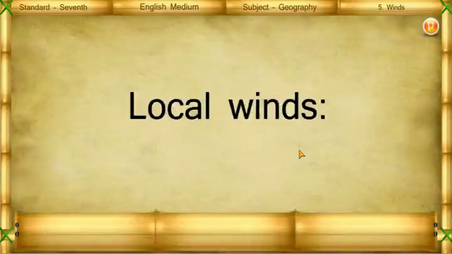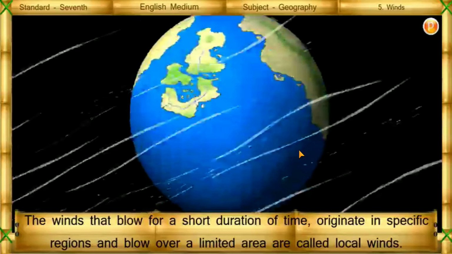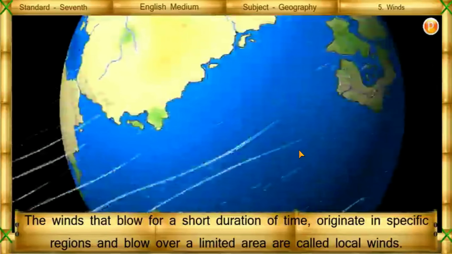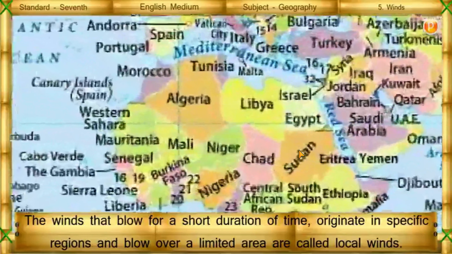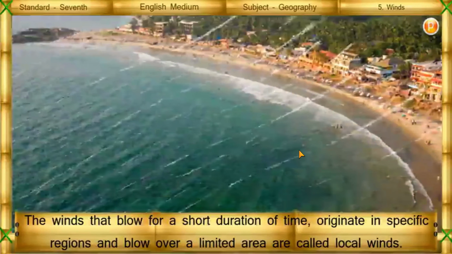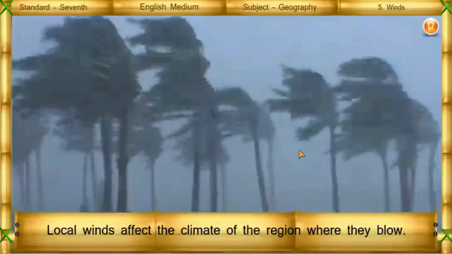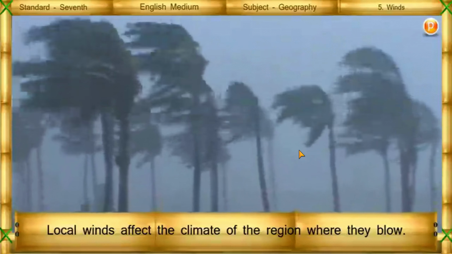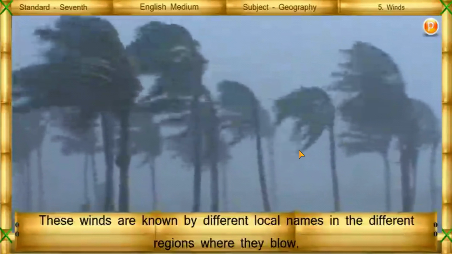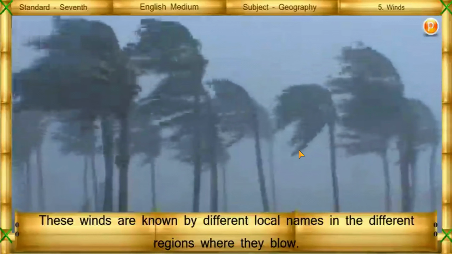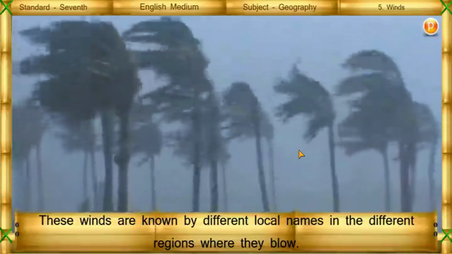Local winds. The winds that blow for a short duration of time, originate in specific regions and blow over a limited area are called local winds. Local winds affect the climate of the region where they blow. These winds are known by different local names in the different regions where they blow.